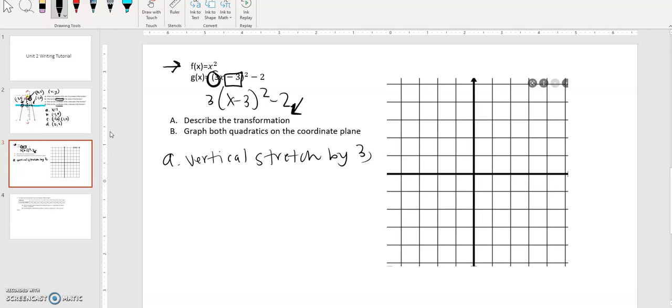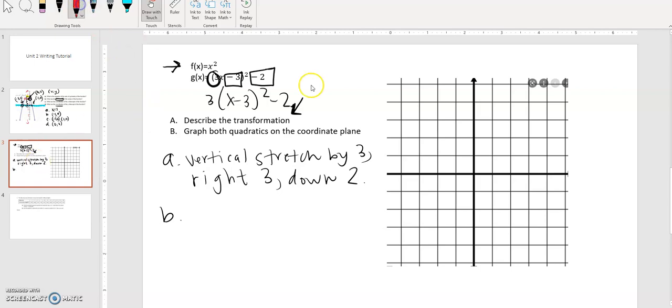Since this is -3 inside the parentheses, we're going to do the opposite of what we think. So it shifts to the right 3, and then at the very end, it goes -2. So that would be down 2. All you need to do for part A is just tell me what's happening that's different.